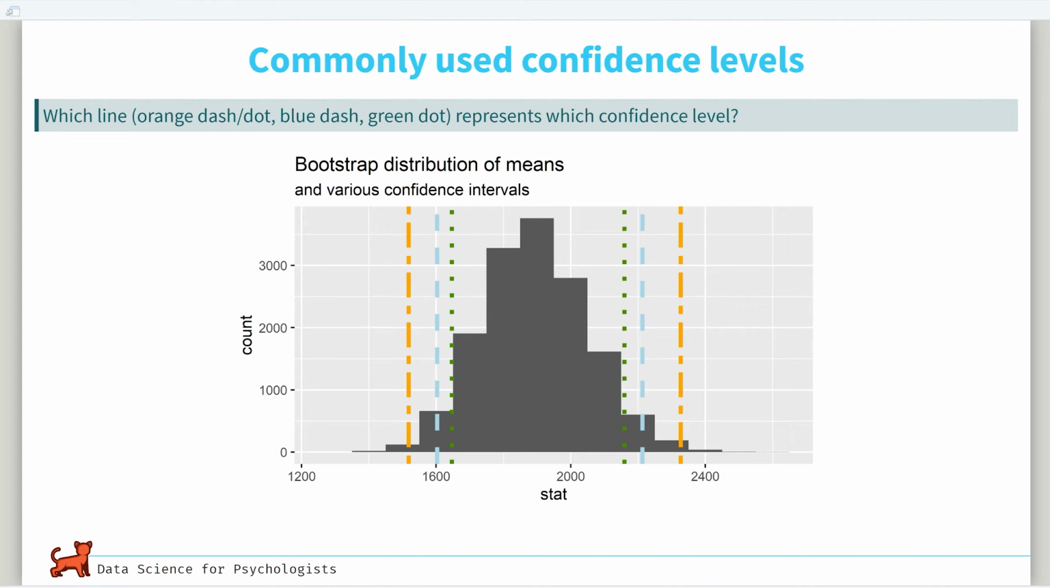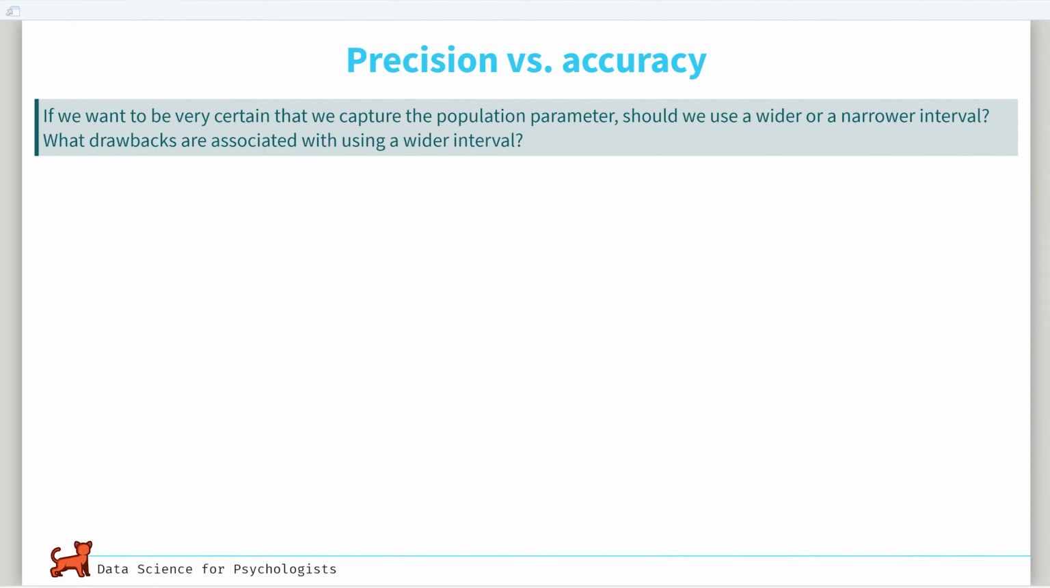You can probably guess that the broadest, so like the 99% confidence interval, is the widest because it captures 99% of the data. Narrower, smaller confidence interval. So if we want to be really, really certain that we are capturing our population parameter, should we use a wider or narrower interval? What are the drawbacks of using a wider interval?